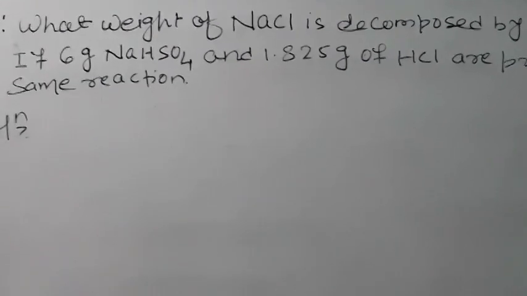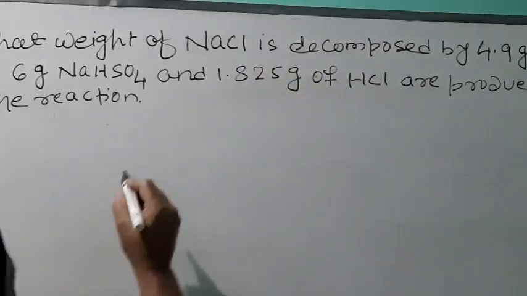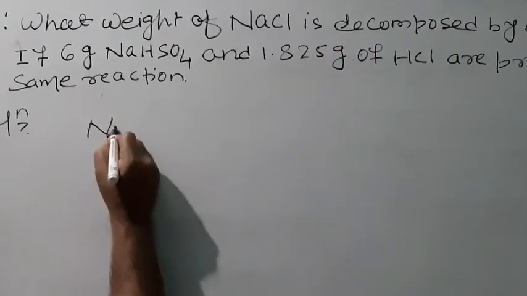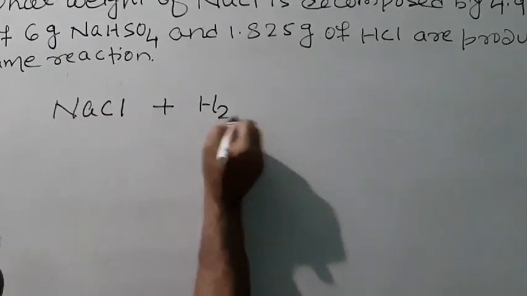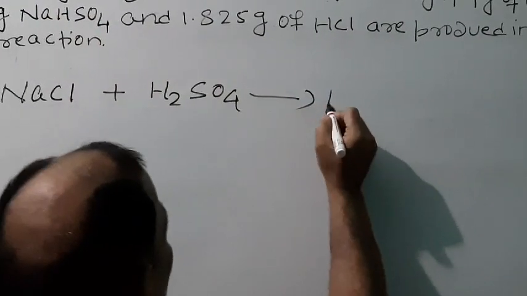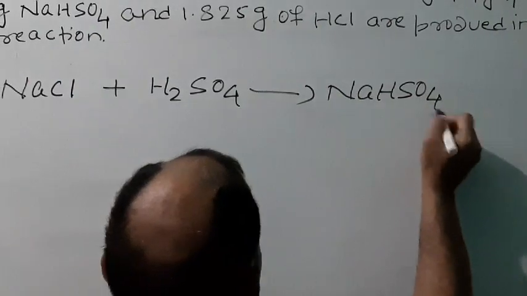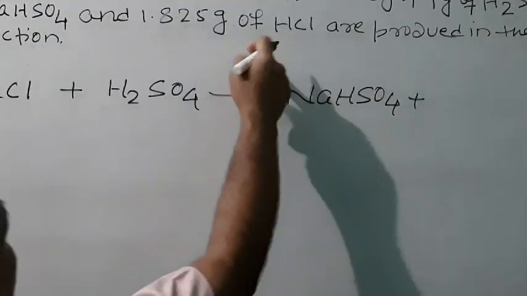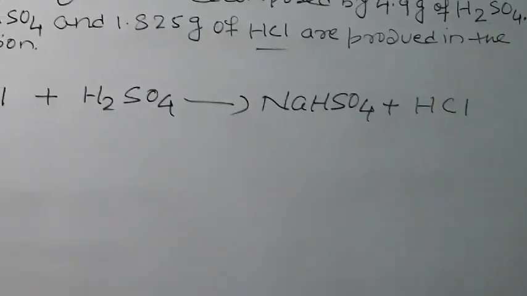Now how to solve it? First of all, you write the chemical equation. NaCl plus H2SO4 gives NaHSO4 plus HCl.